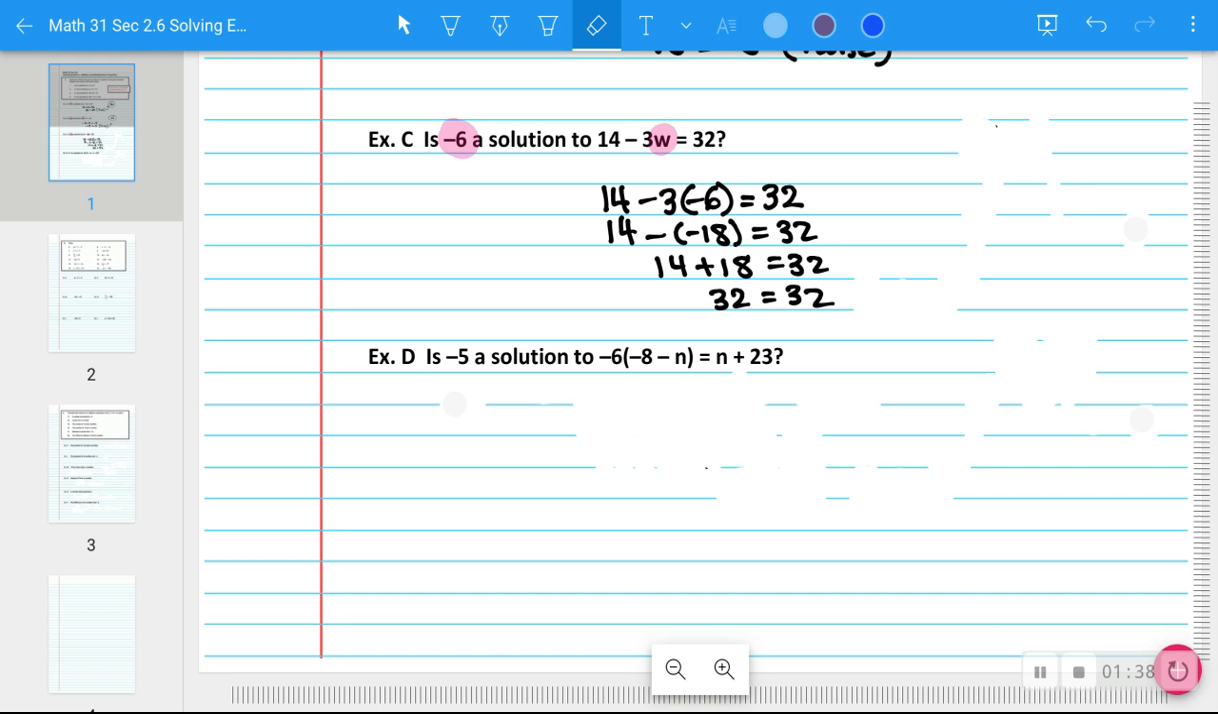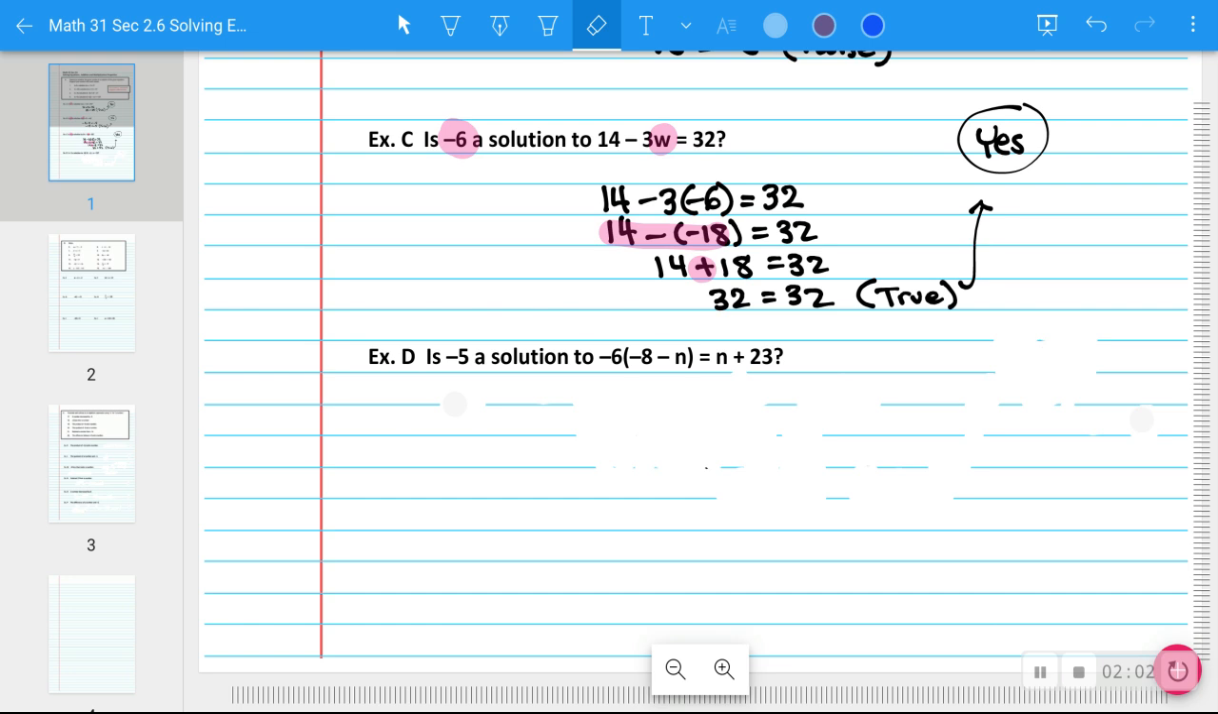There is a double negative in there where it says on the second line 14 minus -18, and that becomes just a plus. And you get 32 equals 32 is the upshot, and since that is a true statement, then yes, -6 is a solution to the equation. You're trying to find the value that makes the equation true.